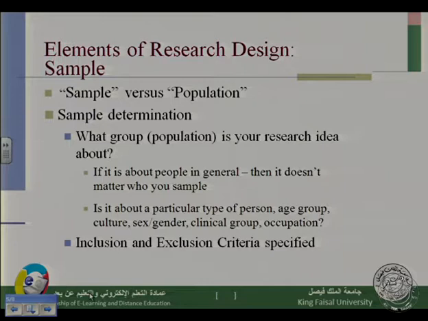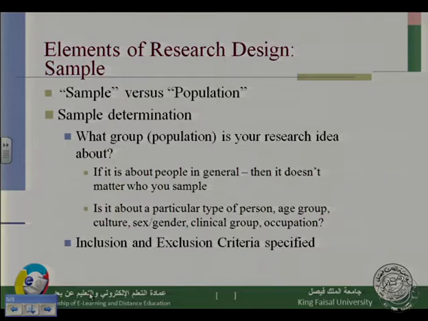Yes, so if you are targeting people in general, all people, it does not matter who you sample. You can select everyone. But let's say that you are targeting academics. Well, then your population is academics. You cannot go to engineers. You cannot go to barbers. You cannot go to media people. Why? Because you are targeting academics. Is it about a particular type of person, age group, cultural group, sex and gender, clinical group, occupation? So again, you need to specify the population.